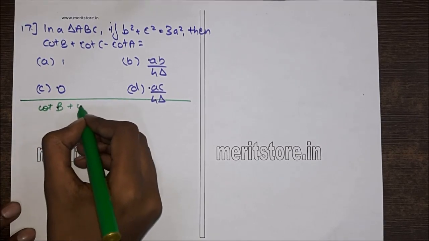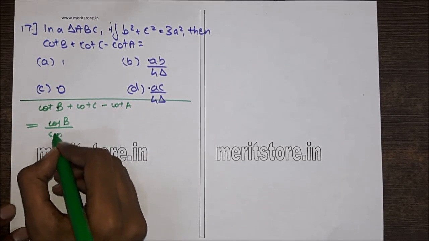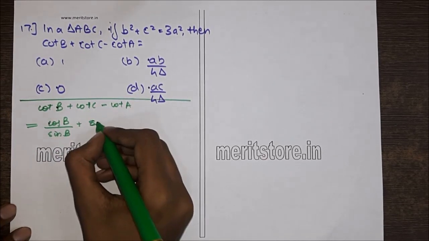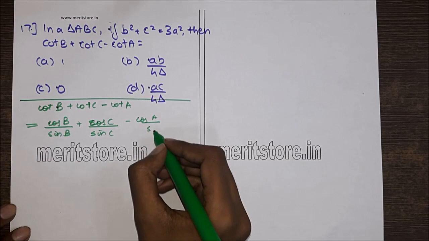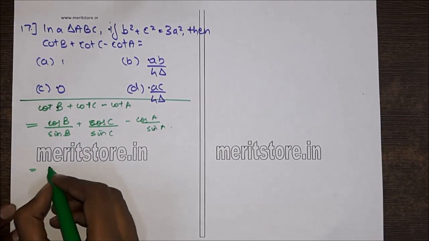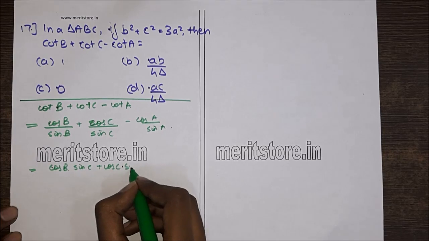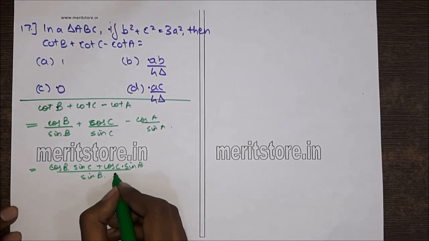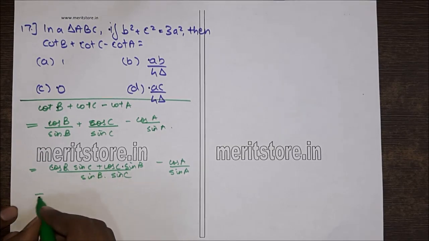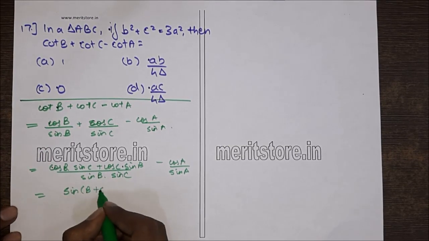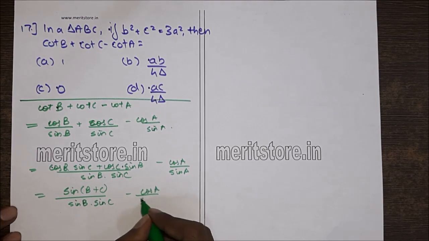So we have to find cot b plus cot c minus cot a. We convert this into sine and cos. So we get cos b upon sine b plus cos c upon sine c minus cos a upon sine a. We cross multiply these terms, we get cos b sine c plus cos c sine b upon sine b sine c minus cos a upon sine a. This is the formula for sine of b plus c. So sine of b plus c upon sine b sine c minus cos a upon sine a.